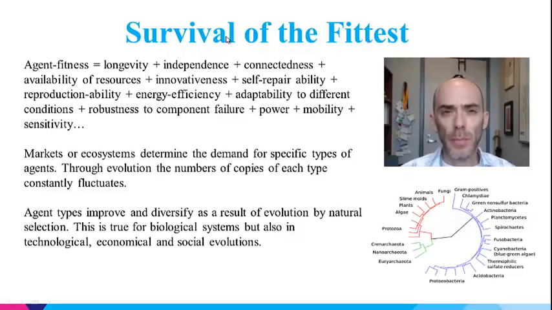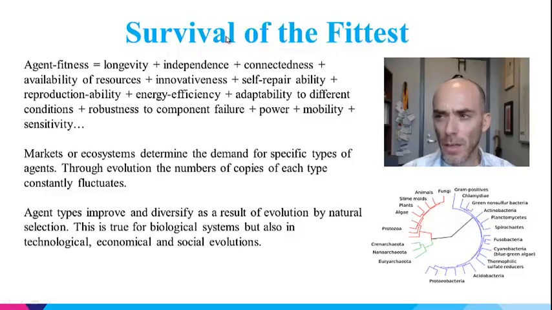And the fitness of an agent is dependent upon many of its properties, such as its ability to live long, be independent, how many connections it has with other agents, the availability of resources in the environment, the innovativeness of the agents, the ability of the agents to self-repair, the ability of the agents to reproduce, how energy efficient the agent is, how adaptable the agent is, how robust the agent is when it is losing one of its components. And this is going back to some of the concepts that we discussed when we talked about scale-free networks. What is the overall strength of the agent's ability to move and ability to sense the environment?